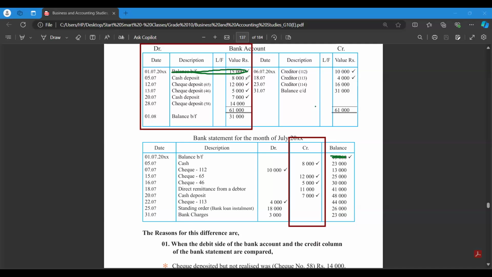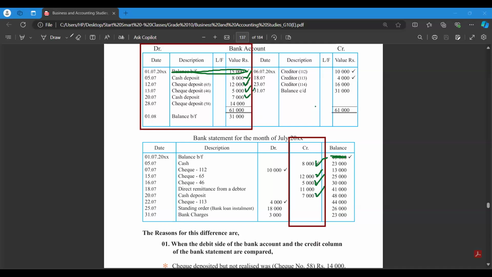Compare with the cash deposit. Here there is 8,000 and here also you find 8,000. So that's done. No problem with that. Here you find 12,000. Here also you find 12,000. No problem with that. Here you find 5,000 and here you find 5,000. That is correct. And you find 7,000 here and you find 7,000 here.